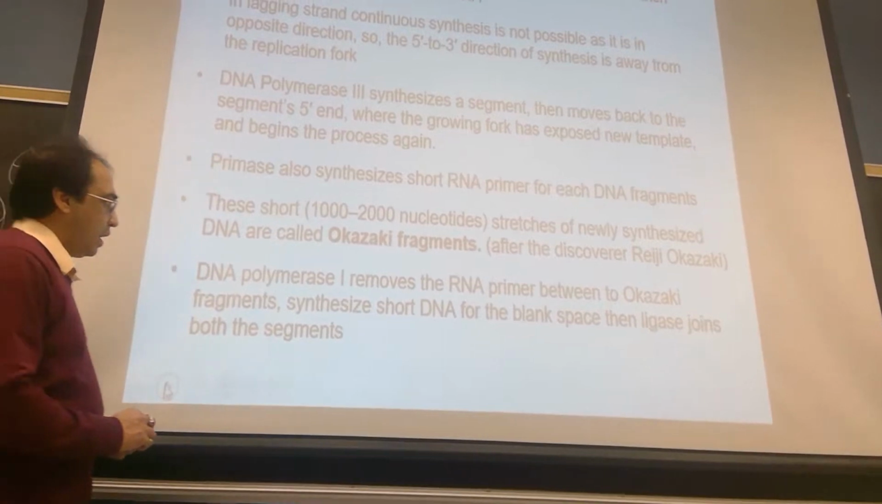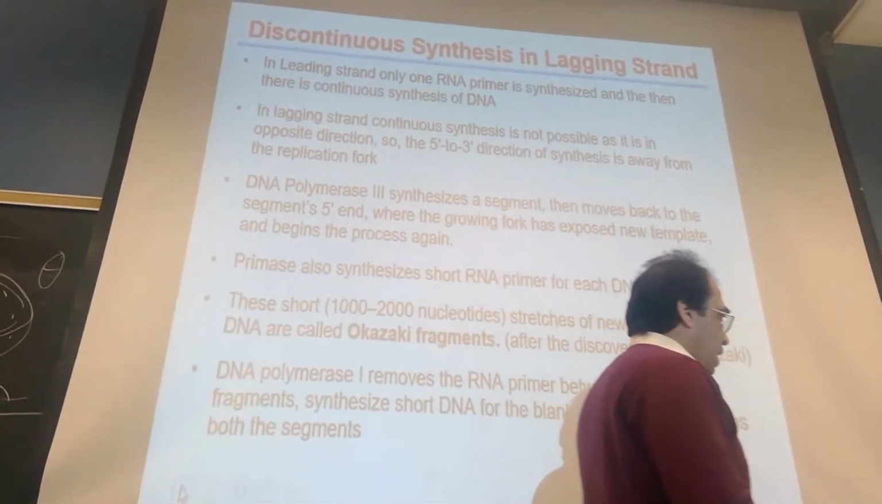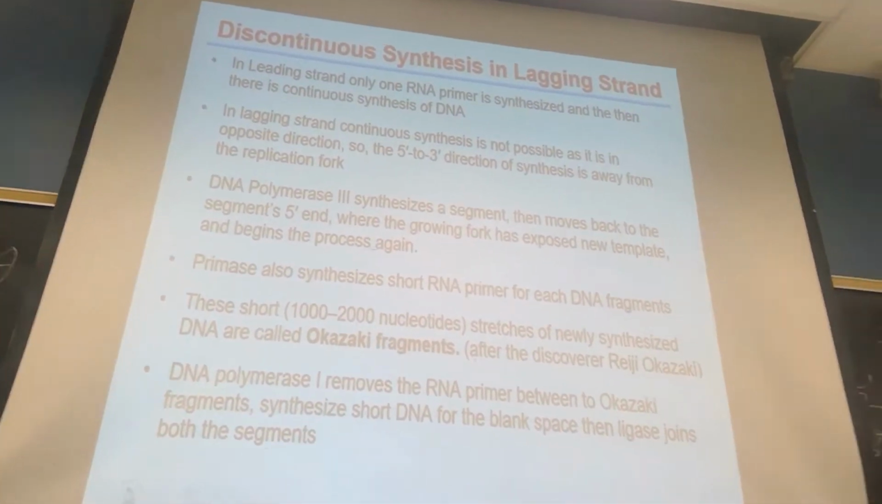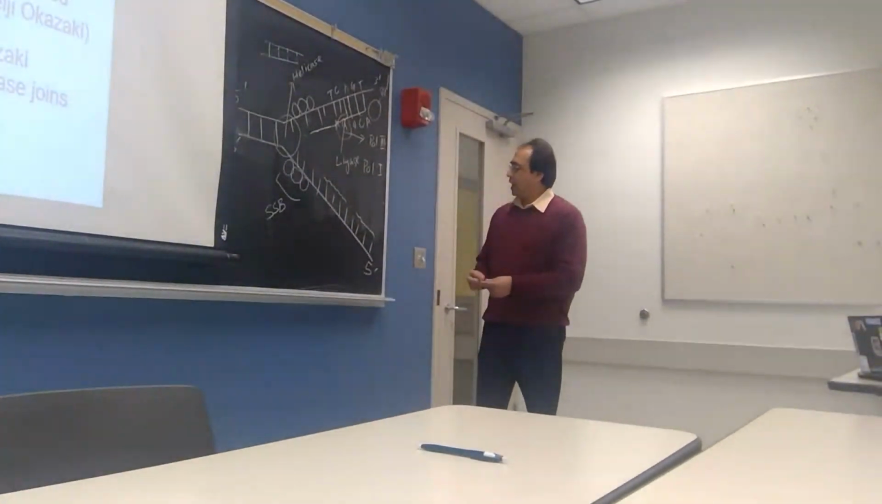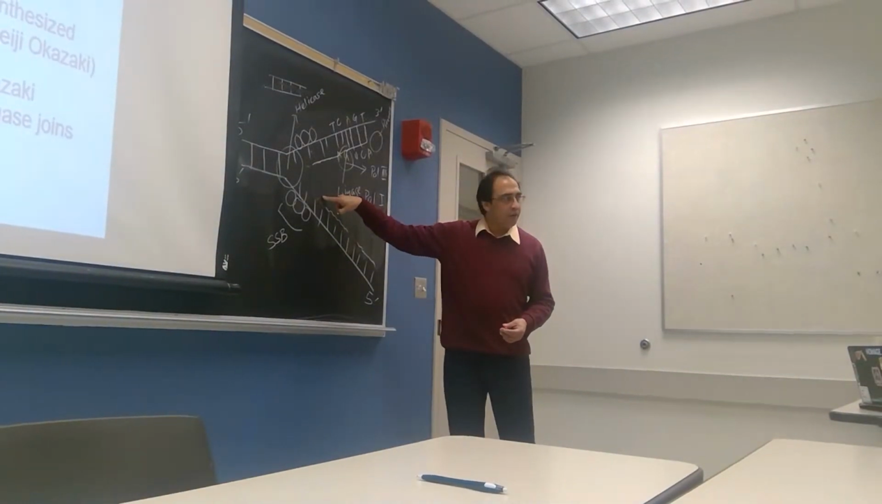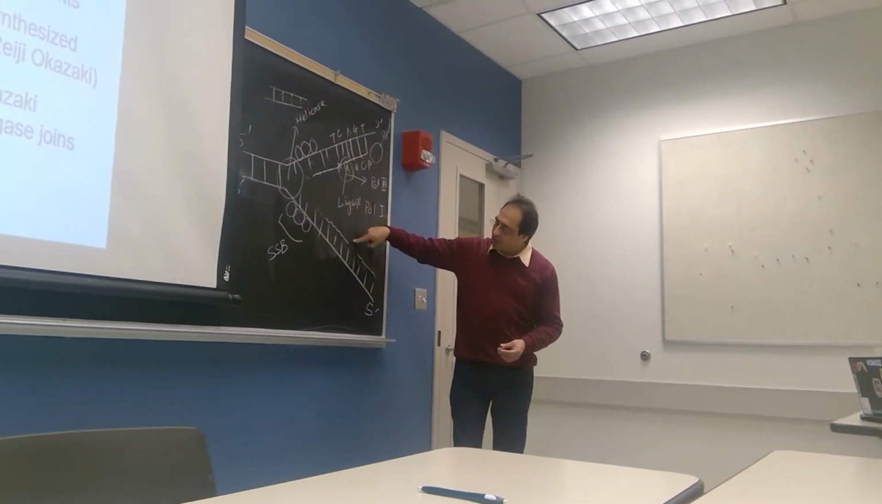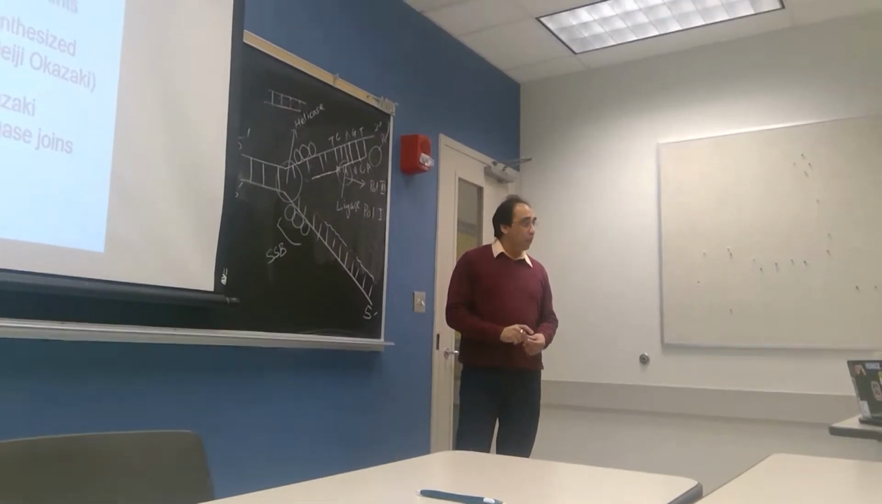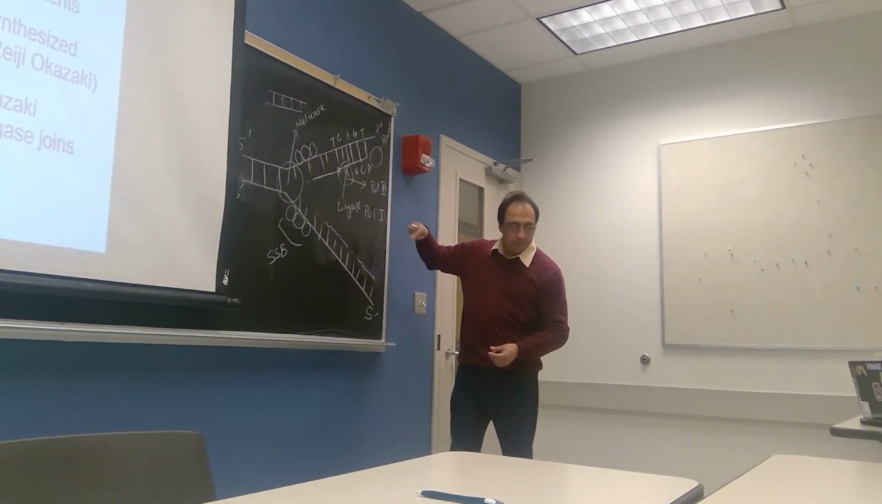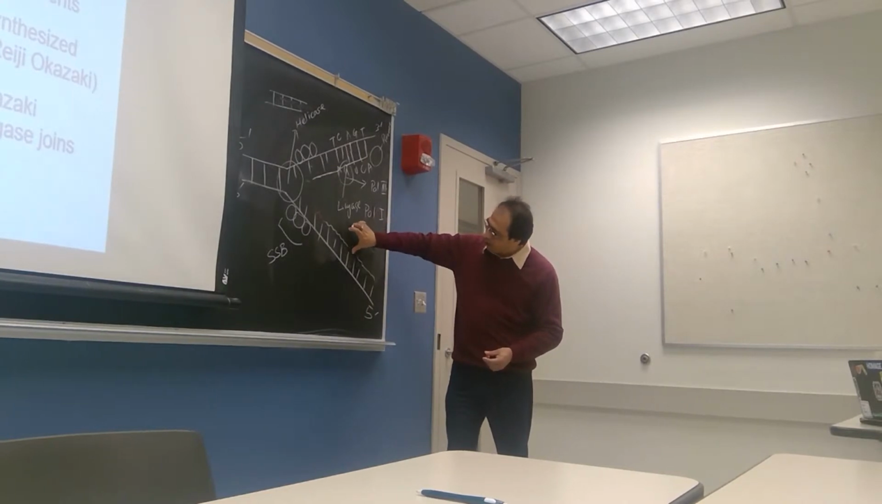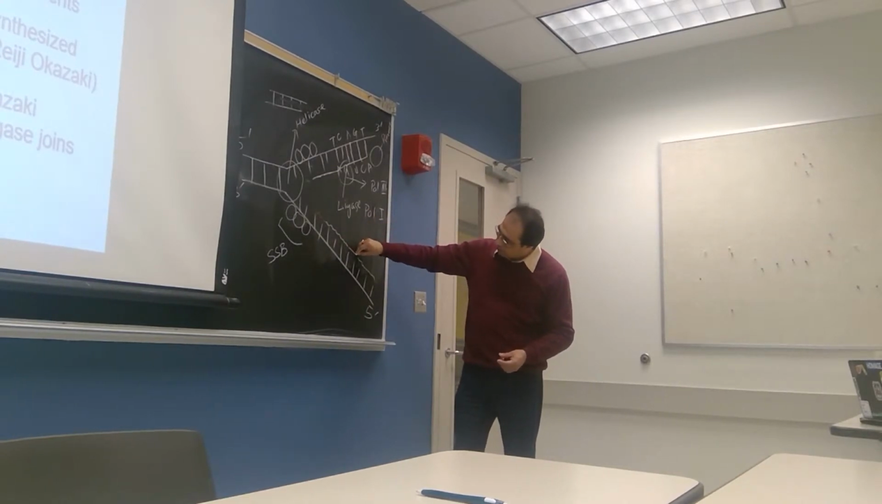And this, we already talked about this one. In case of lagging strand, the synthesis is discontinuous. So RNA primer is produced in a discontinuous pattern. Short stretches of DNA are produced here. Then what is happening here? DNA polymerase 1 comes here after the formation of these DNA strands, removes these RNA primers and synthesizes this part.